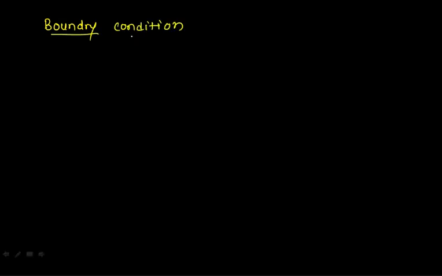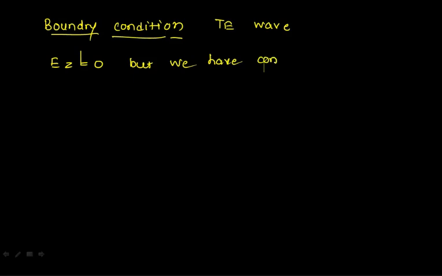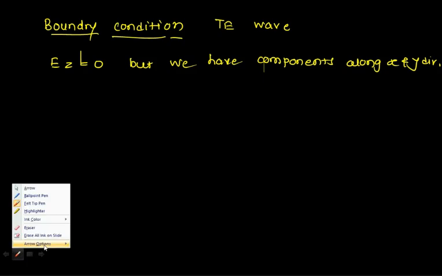Whenever I'm talking about the TE wave, here Ez is equal to 0. Okay, what happens for the TE wave? For TE wave Ez is equal to 0, but we have components along the x and y direction. So let us talk about each and every boundary condition over here. I'm just drawing my rectangular waveguide through which my wave is passing.